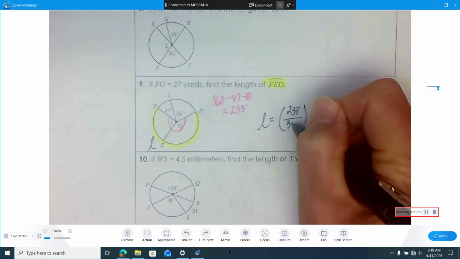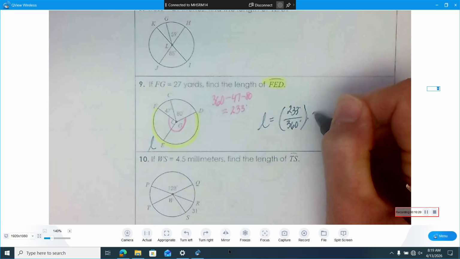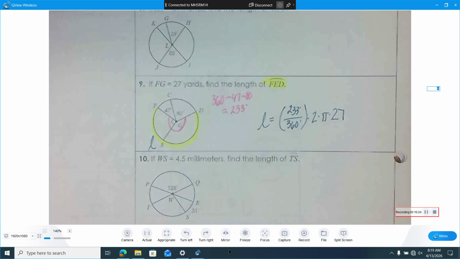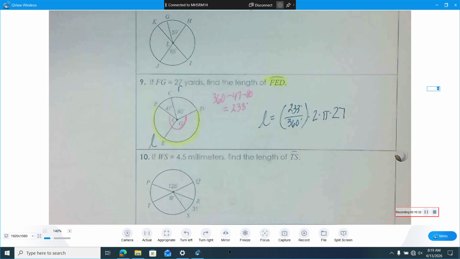Okay. So then my length is some fraction, 233 degrees out of 360 degrees, times 2 times pi times my radius of 27. Because that was my radius right there, was FG. Okay, any questions on that? Super easy, huh?